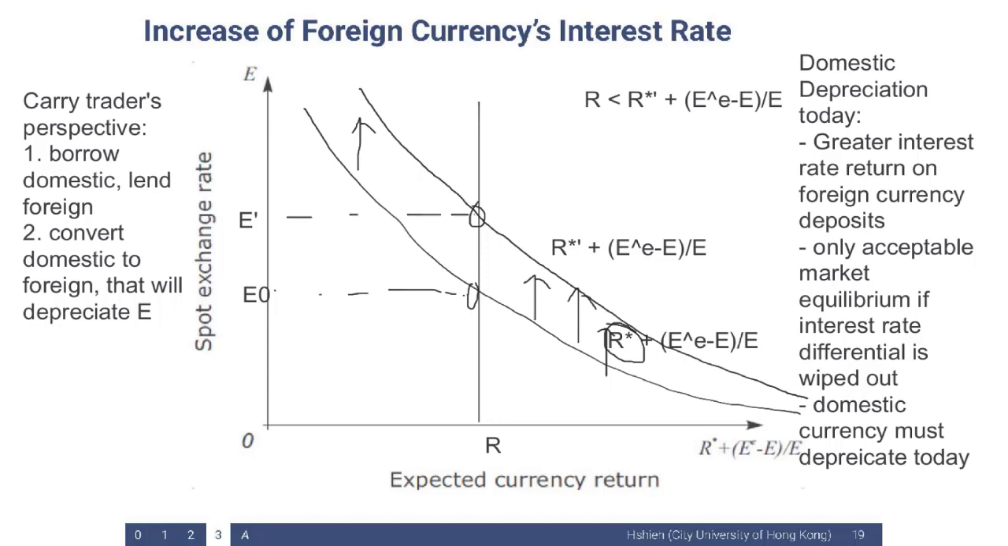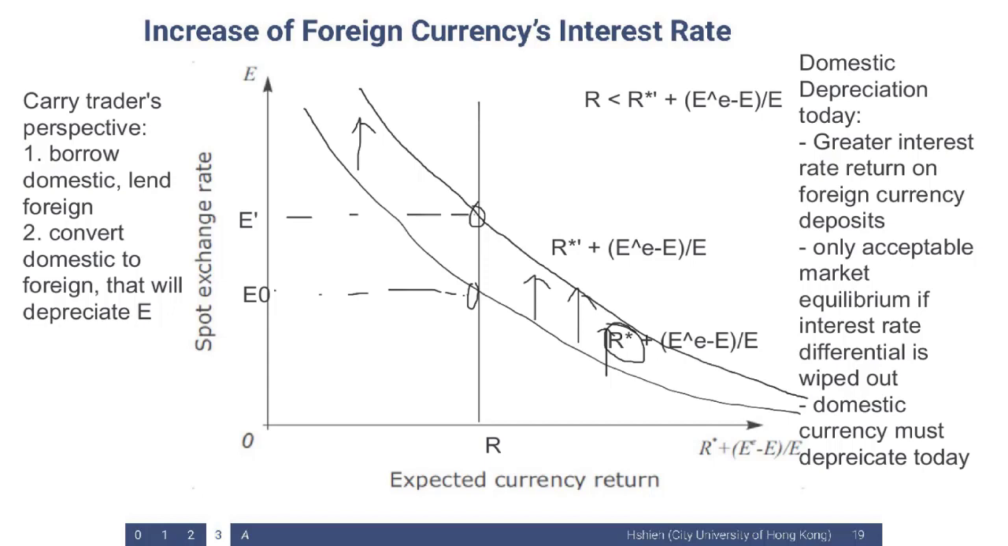So visually explaining, fix r. For every fixed r, if I have an increase in r star, I must have a higher e. So the entire curve, therefore, must shift up. And you can work through the reverse yourself. Okay.